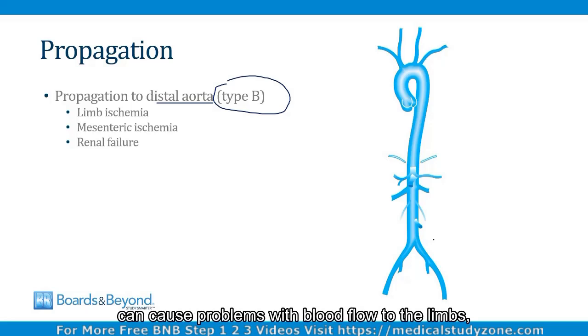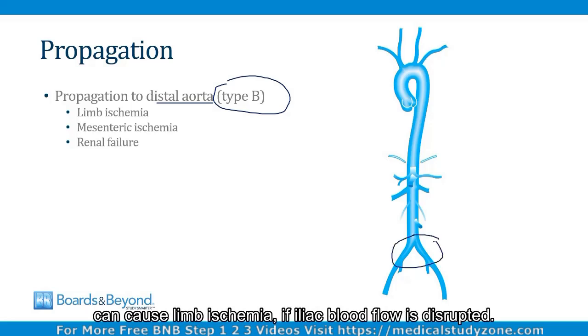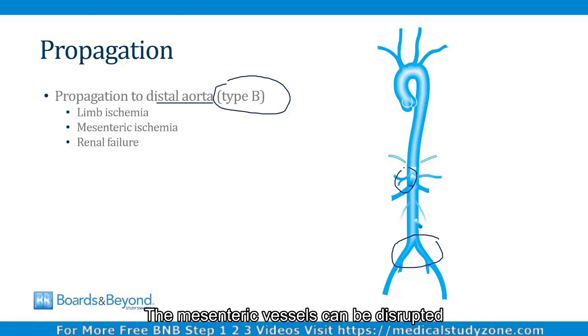Aortic dissections that involve the distal aorta, those type B ones we talked about before, can cause problems with blood flow to the limbs. It can cause limb ischemia if iliac blood flow is disrupted. The mesenteric vessels can be disrupted, causing mesenteric ischemia, and the kidneys can also be affected if the renal arteries have decreased blood flow because of the dissection.